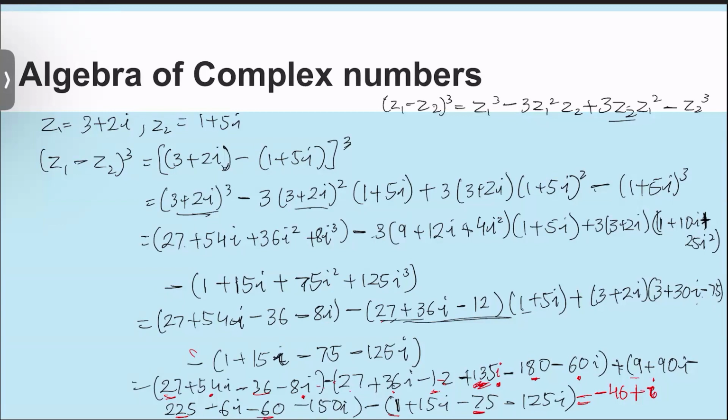Sorry, this should not be plus. This will be negative because we have the negative sign outside. So minus 135. Then you have minus 60 here, so this becomes plus 60, then plus 90, then minus 6, and minus 150. Lastly, you have minus 15 and plus 125. So that gives us actually minus 21. We take the negative sign outside, so you get 46 plus 21i. This is your final answer for z1 minus z2 cube using these two values.